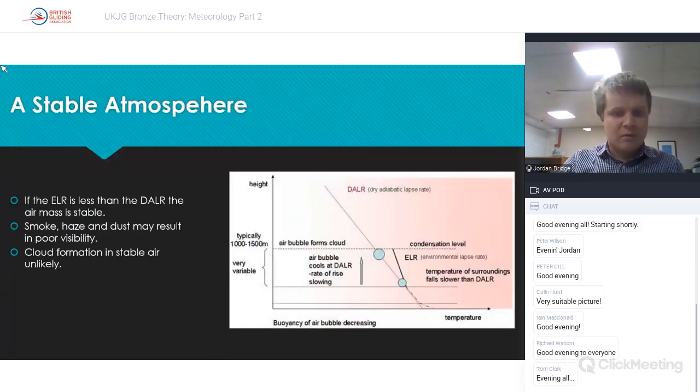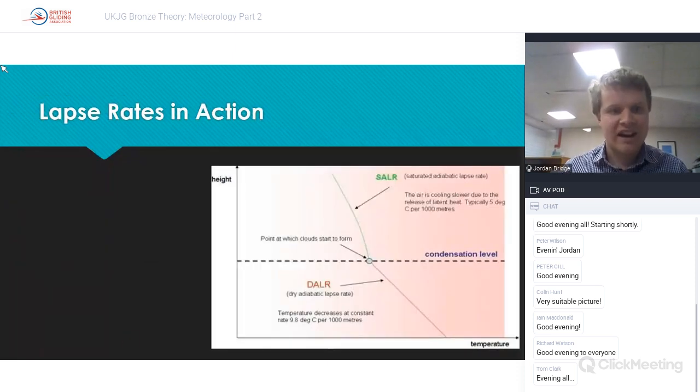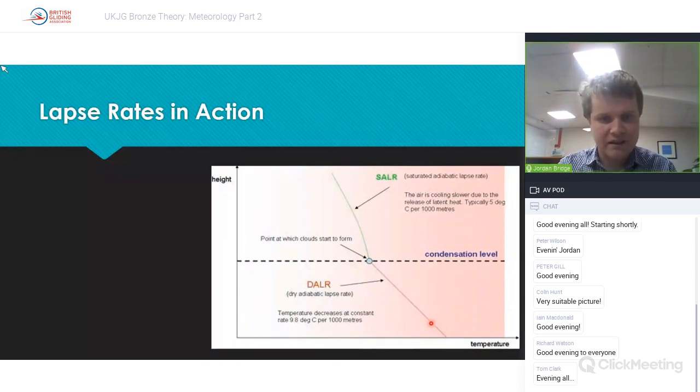Looking at the two on their own, there's that 3 degrees per 1,000 feet through the atmosphere. We've got the dry adiabatic lapse rate, and we've now got to the dew point, the condensation level, and we've now gone past 99% relative humidity, and we've gone to the saturated adiabatic lapse rate, which is now 1.5 degrees per 1,000 feet because the air is cooler because of that release of latent heat.